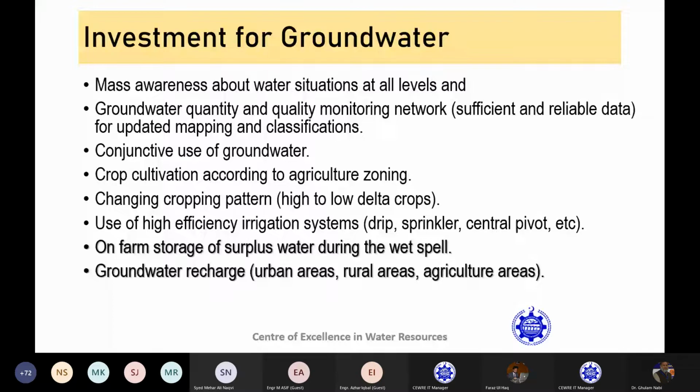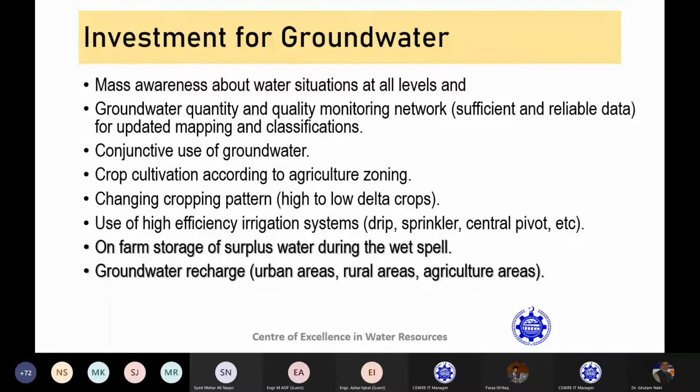That should be advocated at all levels, for the farmer and for the public community, so that everybody is aware of the groundwater situation, either in urban or rural areas. Next, groundwater quality and quantity monitoring network. Currently, estimates are based on limited data. We have data scarcity. The data is not sufficient, but we have to increase the monitoring network so that sufficient and reliable data is available for updated mapping. More conjunctive use in other provinces will help us to save the groundwater.